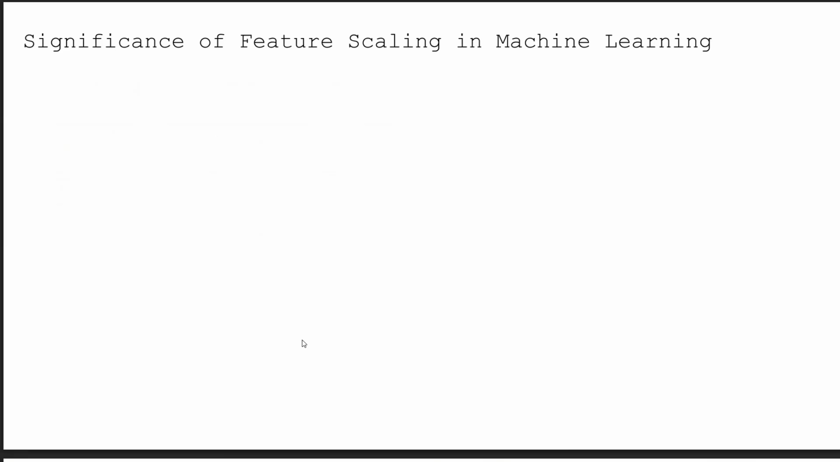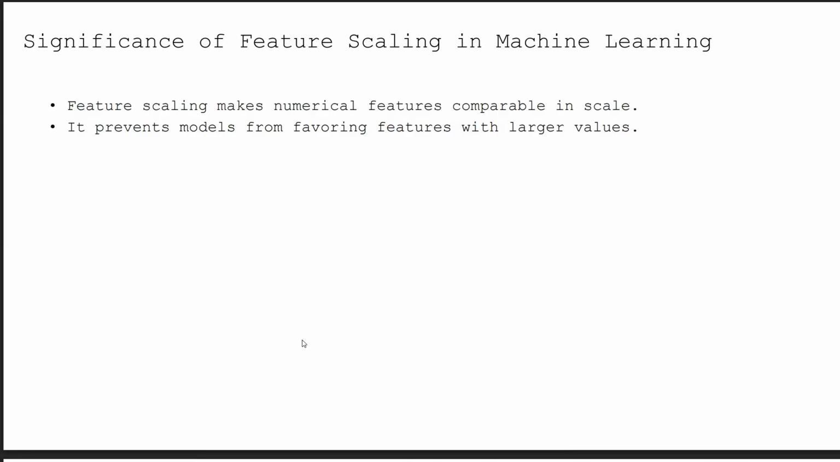Now let's look at the significance of feature scaling in more detail, that it can make the numerical features comparable in scale. Just now we saw in the previous example that because area had higher magnitude value, it was creating problems while doing comparison. But if you put all of the features on the same scale, then the comparison also makes sense, because if you want to compare things, you should first put them on the same scale before doing any kind of comparison. If they're not on the same scale, then the comparison won't make sense. And it will prevent the model from favoring features with the larger values.